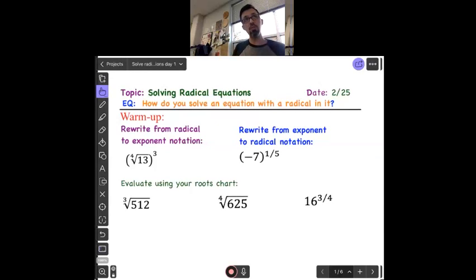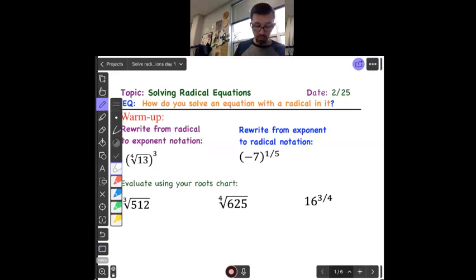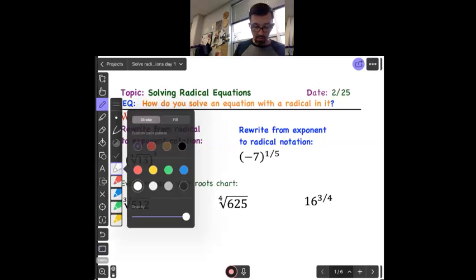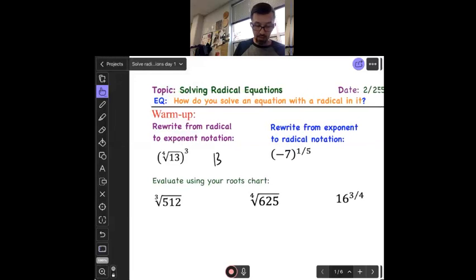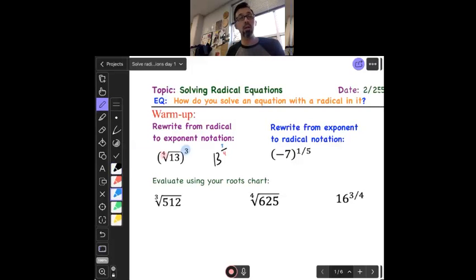Okay, so how do we go from radical form to exponent form, radical notation to exponent notation? So I have the fourth root of 13 cubed. So that's going to be 13 to some power. The index of the radical is the denominator of my power. So that fourth root is a 1/4 power, and then that power, the exponent, becomes the numerator of my power. So the fourth root of 13 cubed is equal to 13 to the 3/4 power.